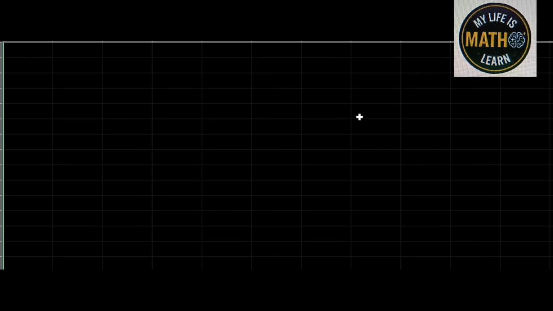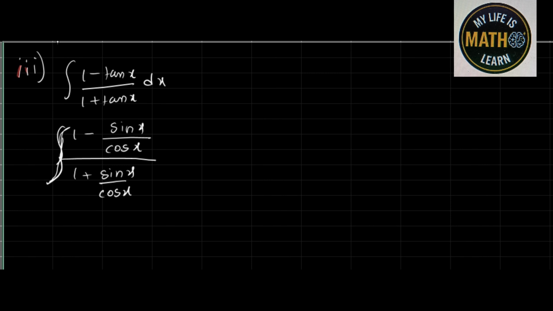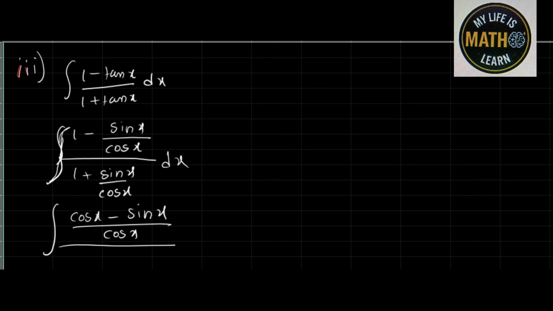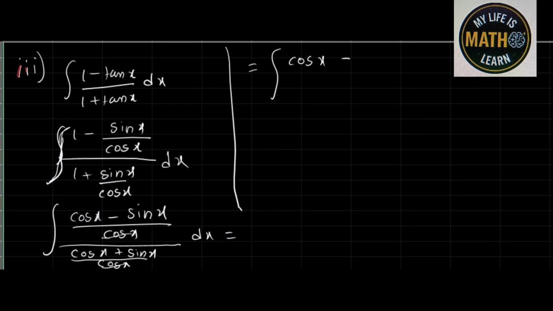Next, third problem. Integral of 1 minus tan x by 1 plus tan x dx. First, convert tan into sin and cos. So 1 minus sin x by cos x, whole by 1 plus sin x by cos x. Take the LCM. We will get cos x minus sin x by cos x, over cos x plus sin x by cos x, after taking LCM. Here cos x cancels. You will get integral of cos x minus sin x by cos x plus sin x dx.